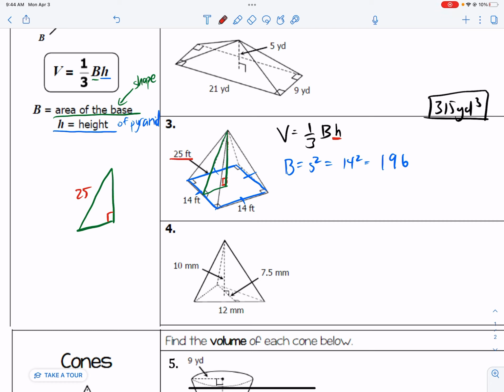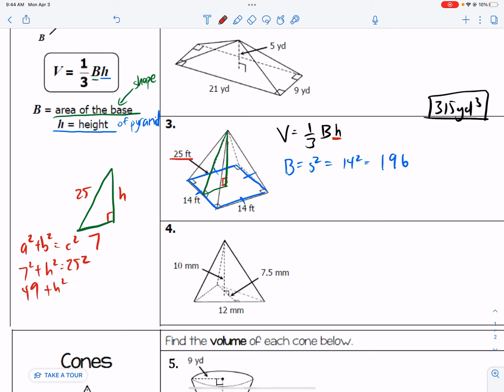Now I can find the height, right? I'm looking for this height. I don't know this one, but I can figure it out. Because this is a square, this is going to bisect it in half. So this one will be 7. Now setting up my Pythagorean theorem, a squared plus b squared equals c squared. So 7 squared plus h squared equals c squared. Oh, not c. That's going to be 25 squared.